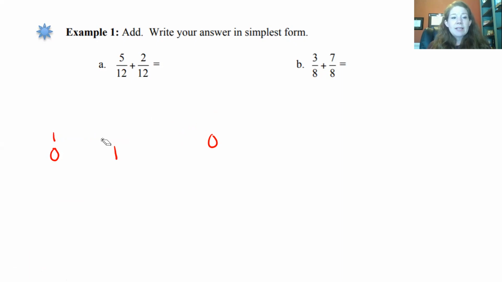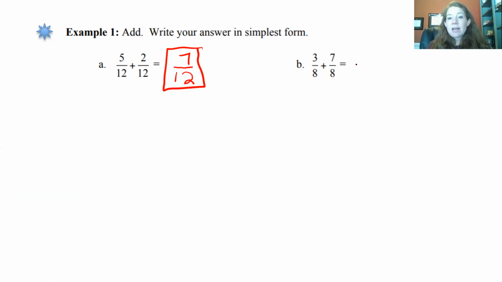All right, so since A and B both have common denominators, we're going to keep the denominator as part of our answer, and all we need to do is add 5 and 2. So 5 plus 2 is 7. And since 7 and 12 don't have any common factors, we're done. 7/12 is the final answer.